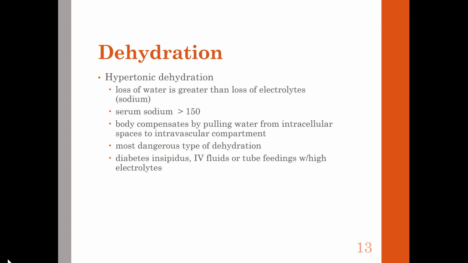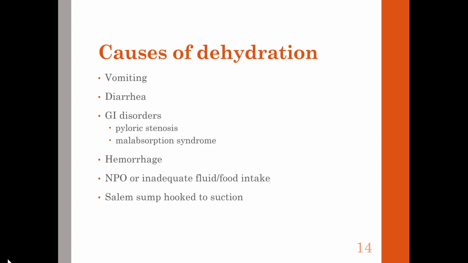So they may have moist mucous membranes, they may be creating tears, they may be peeing, and all of that until they're not, and then they're seizing. So this ends up with neuro symptoms. This can be a result of diabetes insipidus or IV fluids or tube feedings with too high of electrolytes.